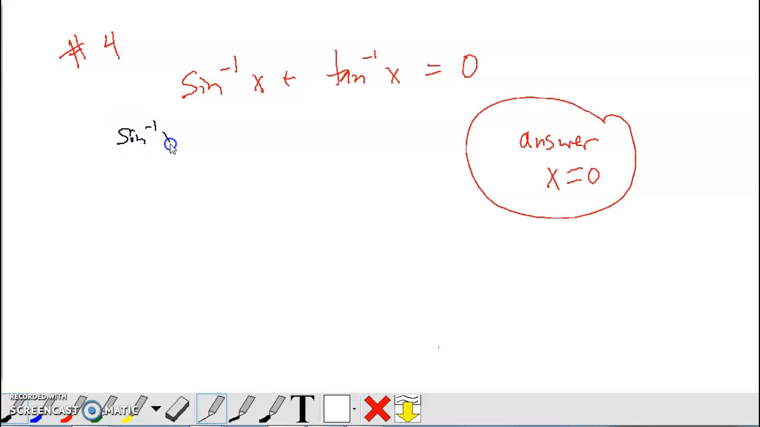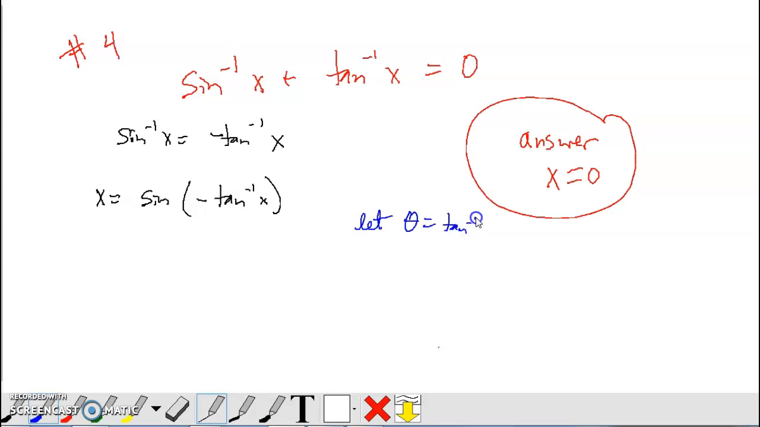So I'm going to get the inverse of sine of x is equal to negative inverse of tangent of x. I'm going to apply sine to both sides, so I get x is equal to sine of negative tangent inverse of x. Let me quickly write a let statement: let theta equal the inverse of tangent of x. Then this is sine of negative theta. Using my negative angles, I can pull out that negative, so this is really negative sine of theta.